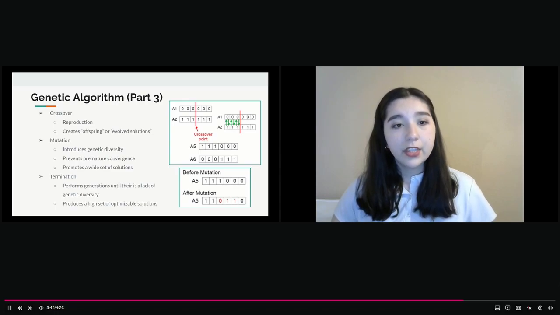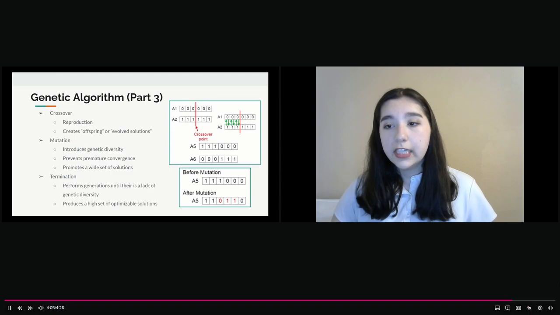Termination. The genetic algorithm continues to perform generations of this process until there is not enough genetic diversity to consider continuing the cycle. Thus, once the solutions have stopped producing significantly different offspring, it is said that the GA has found the best set of optimizable solutions. So here in our images, we can see the crossover points, the exchange of these solutions to create a new offspring. And we also have a mutation, which has the flipped numerical values. And this would be the overall process of the genetic algorithm.